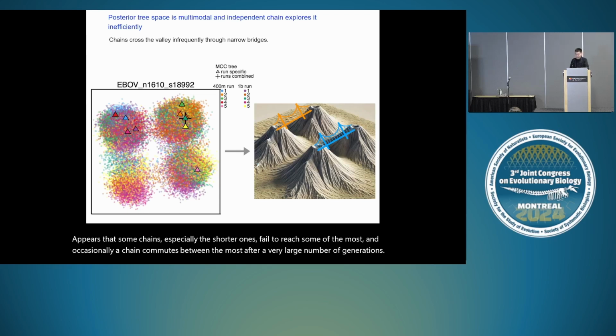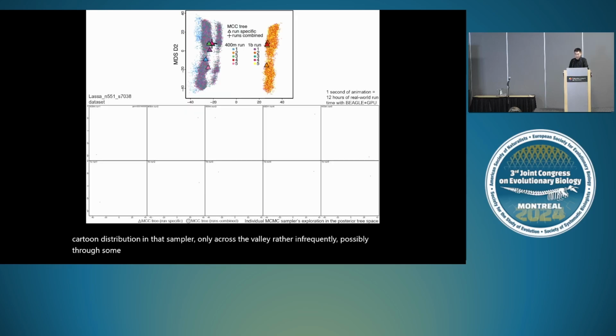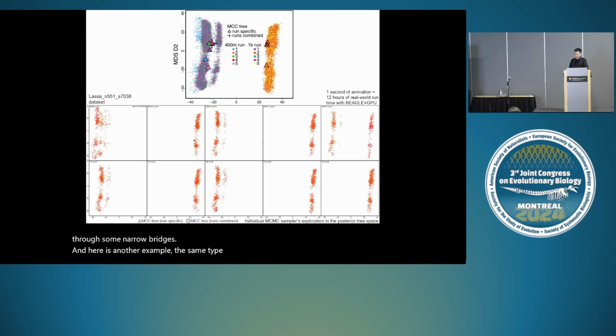Now let's put all the replicates together. We can see the posterior tree space kind of mimics this cartoon distribution in that the sampler only crosses the valley rather infrequently, possibly through some narrow bridges. And here is another example, the same type of animation, but for the Lassa virus data set. Again, it should be much smoother than that.